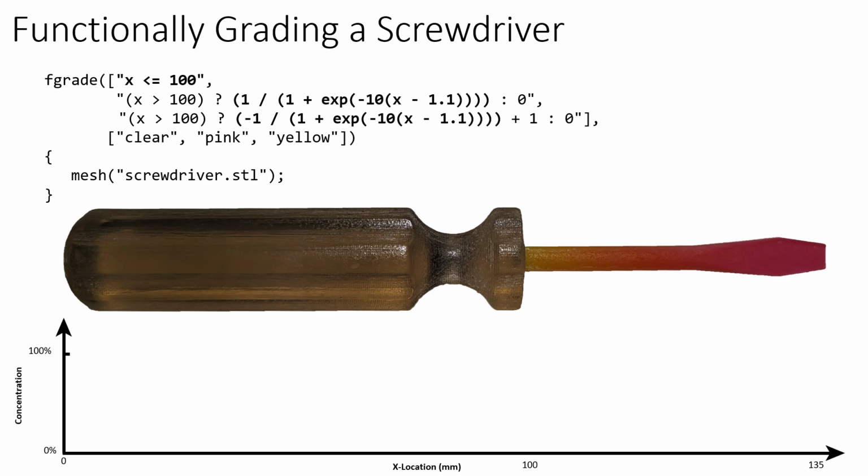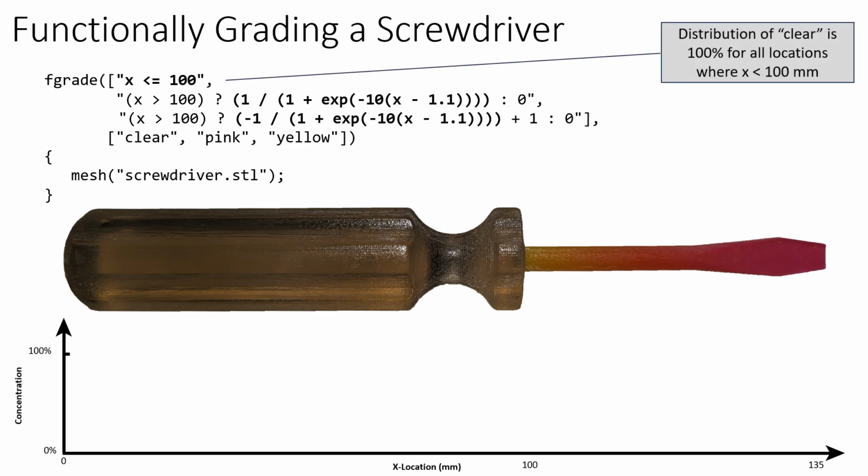So let's look at a practical example. This is a screwdriver that we designed in OpenVCAD and then printed on an inkjet system. The script is shown above it. It might look complicated, but I'll walk you through it. Starting at the top here, we've defined our mesh as a screwdriver. We've just imported some external geometry, and we're going to perform a functional grade to give it these color and material regions. This first token at the top says we want the material distribution to be 100% clear for any x coordinate less than or equal to 100 millimeters.